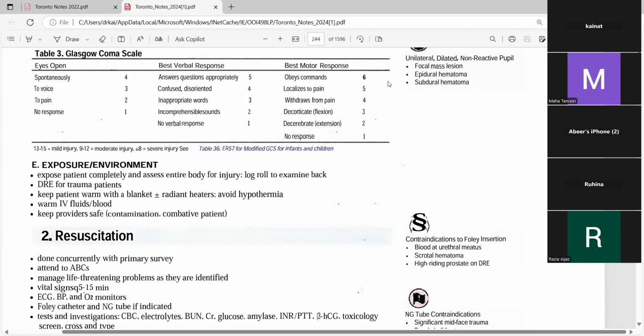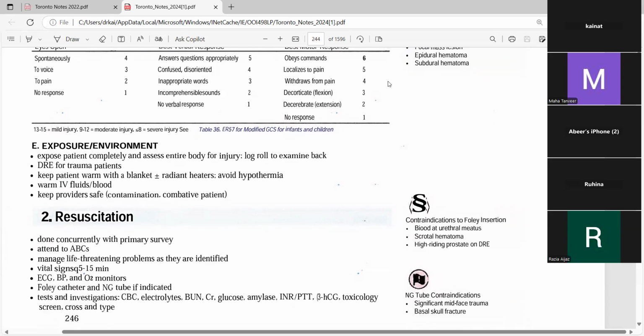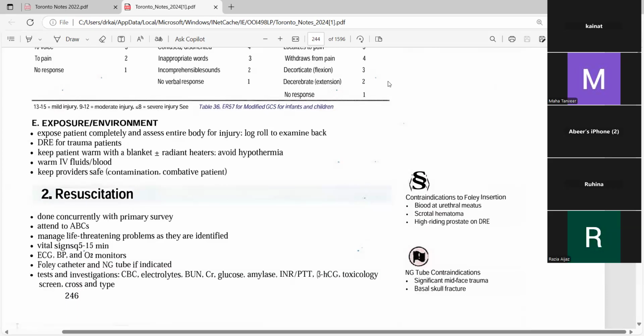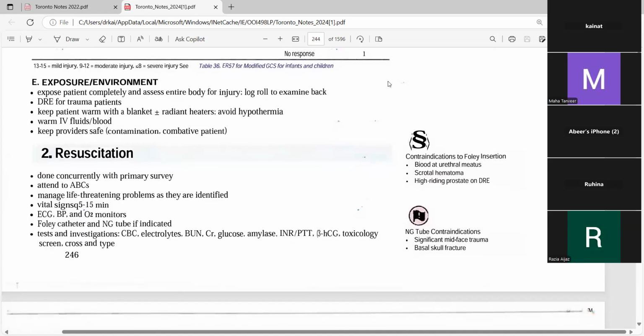Acute abdominal pain is one of the very common scenarios that come in emergency medicine, and DRE is very, very important. Keep the patient warm with a blanket and radiant heaters, avoid hypothermia. Warm IV fluids and blood, and keep providers safe; remove all contamination. Resuscitation: now, starting from how you're going to resuscitate, this is part 2. It is done concurrently with the primary survey, so we check the vitals and slowly do the resuscitation as we attend to the ABCs.